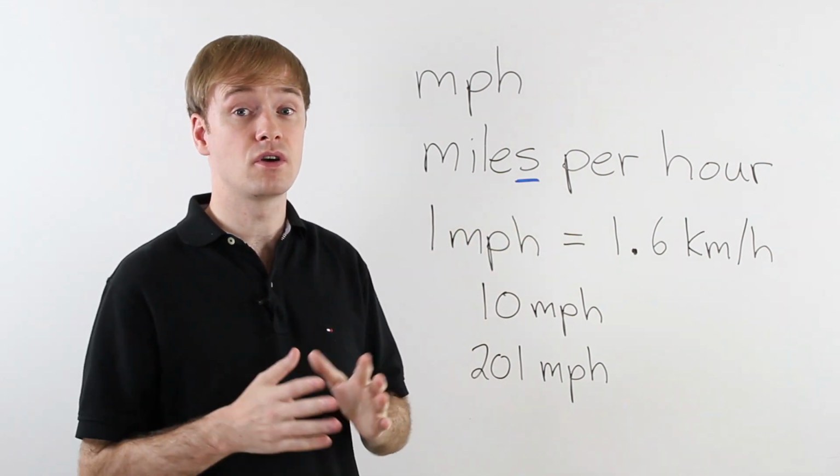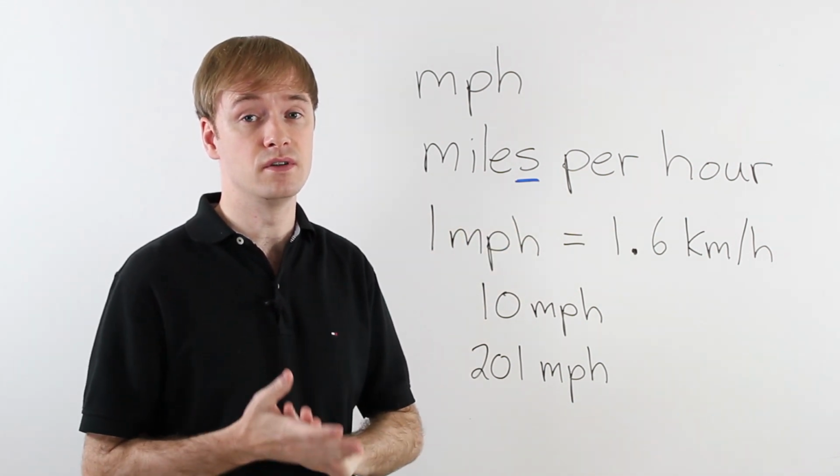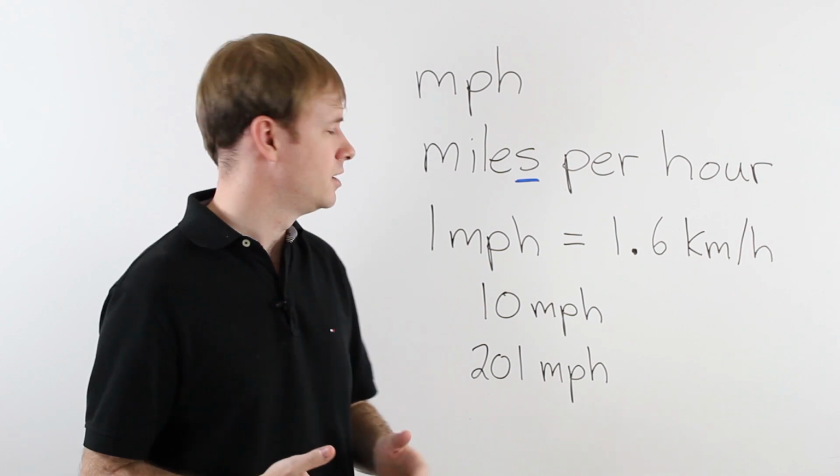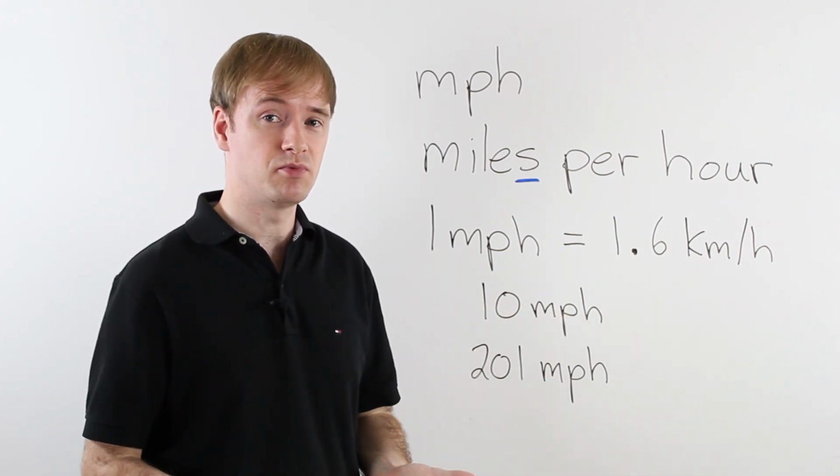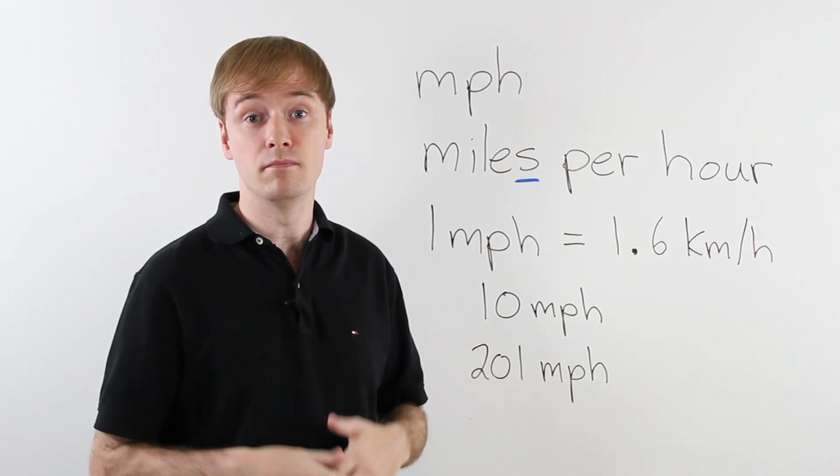Okay, that's one of the most common mistakes my students make. They say mile per hour, 10 mile per hour. Okay, you have to have that S. 10 miles per hour, 201 miles per hour.